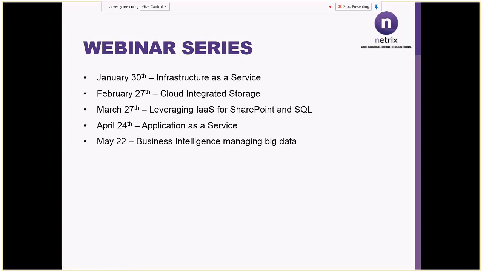So as you can see here, we've got a pretty good outbreak of different solutions: infrastructure as a service, cloud, and integrated storage, leveraging infrastructure as a service for SharePoint and SQL, application as a service, and then business intelligence and managing big data. So each month, again, we'll have a pretty good breakdown of each one of these.